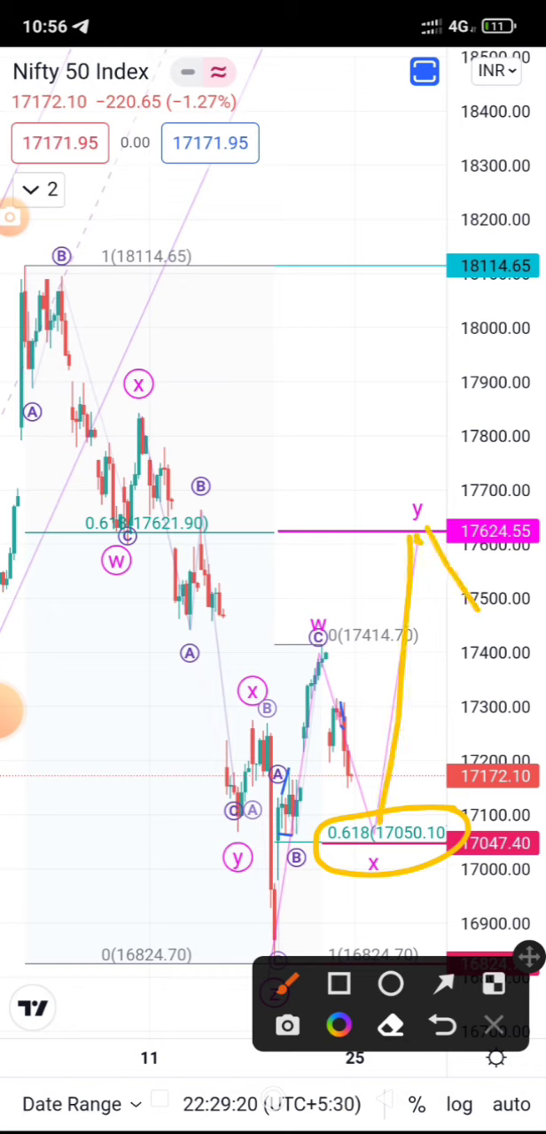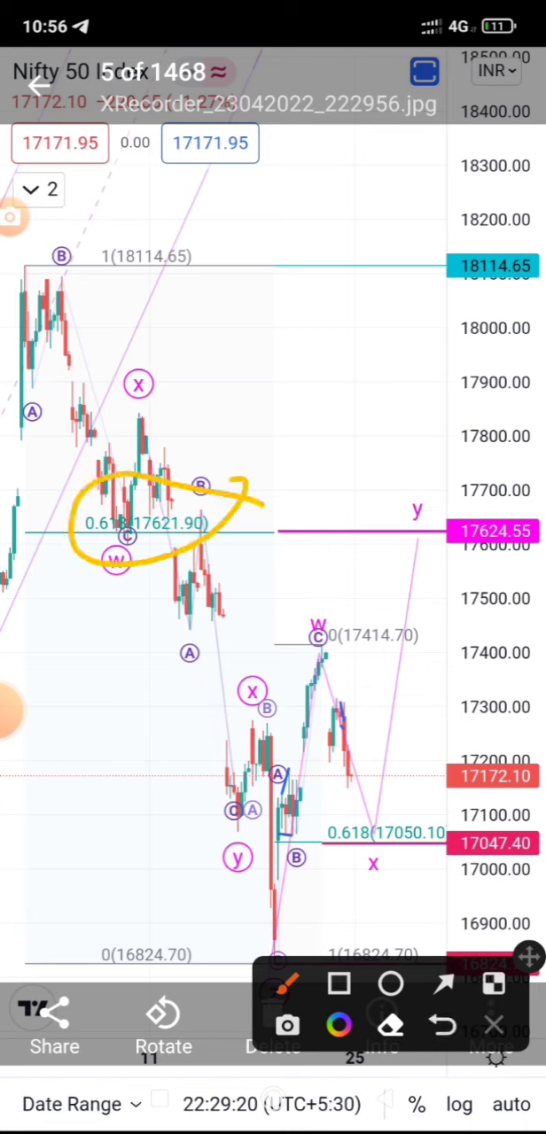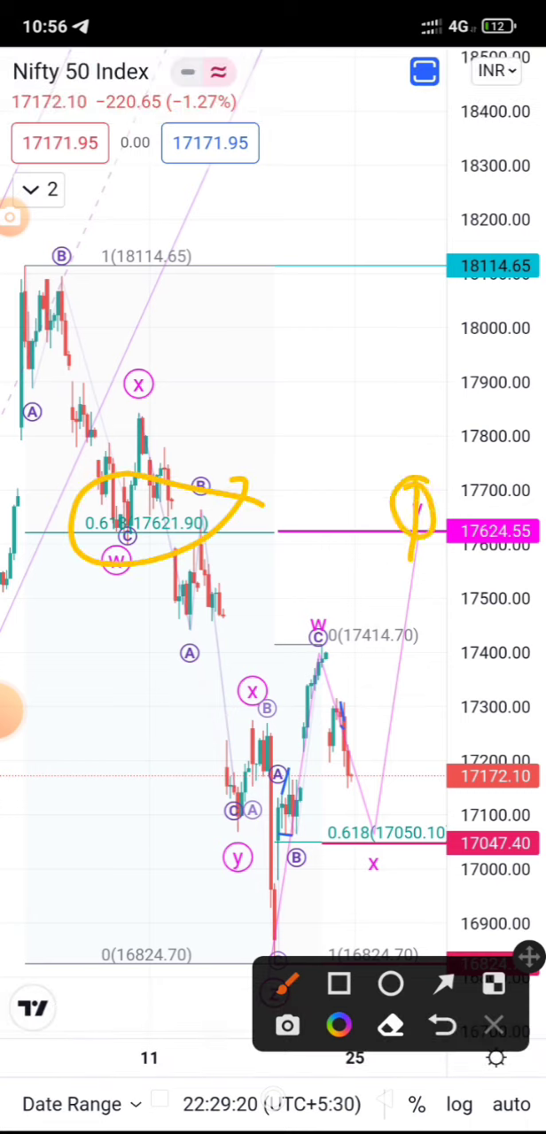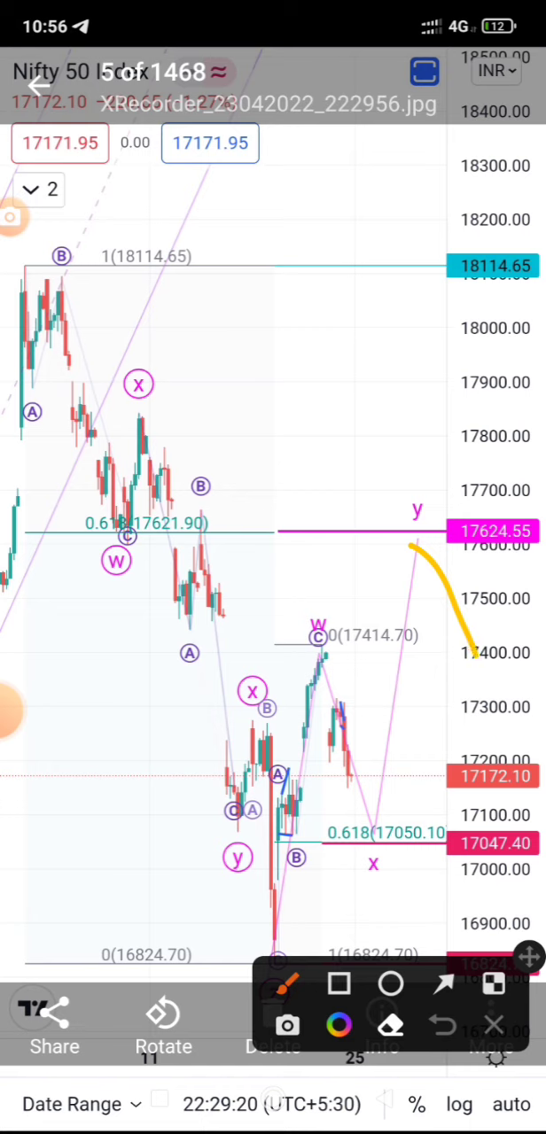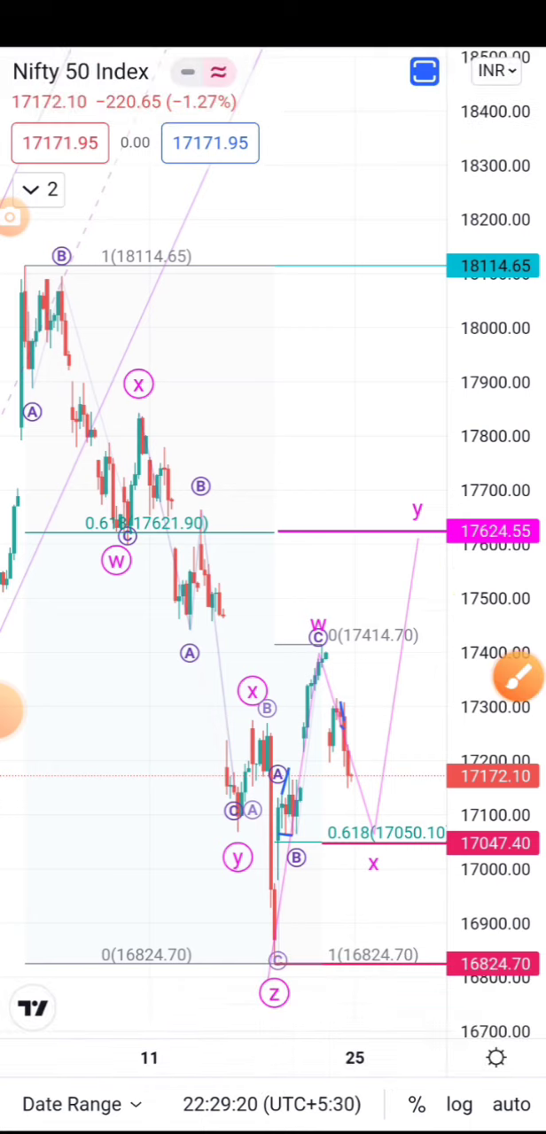Another possibility is that it will make another X wave connecting and then it will go up, but I will leave that until it starts trading above 17,624. If, let's say, the Y wave goes towards 17,700, then I would assume it would go one more downside, and then it will create the XX and Z wave. So this is a triple zigzag correction in that case, but I will leave that for later. So this is case one we discussed.